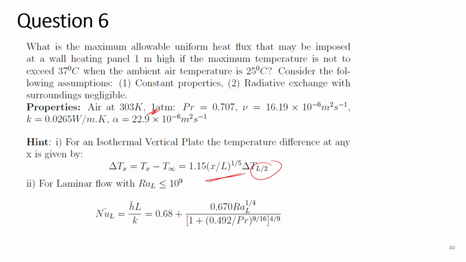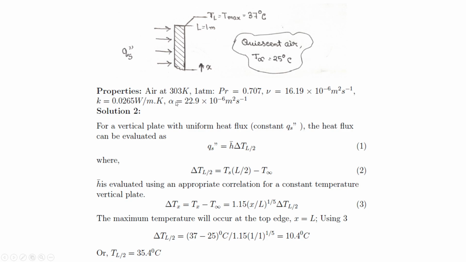So for that, one thing is we need to find this delta T x, that is, when L is equal to 1 meter, that is delta T 1, we need to find, as well as we need to find this h bar. So once we have that, we can use this q equal to h delta T in order to find the heat transfer rate, in order to find the heat flux. So yes, let's try solving this.